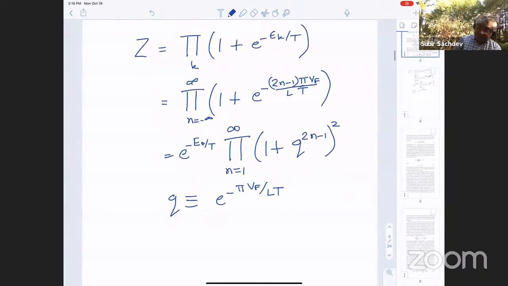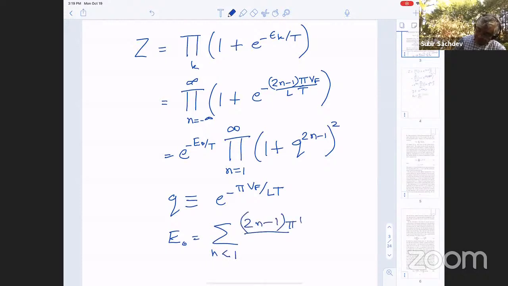And basically what's happened is that I took the negative values of n and pulled out the ground state energy, which is basically the sum over n less than 1 of (2n minus 1) pi v_F over L. That's the ground state energy. So you just pull that factor out and then you find that the positive and negative energies give you the same factor, and that's how you get the square.